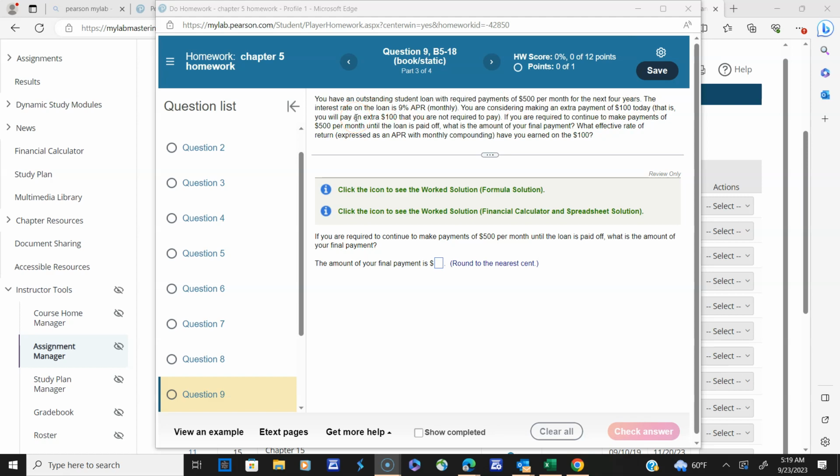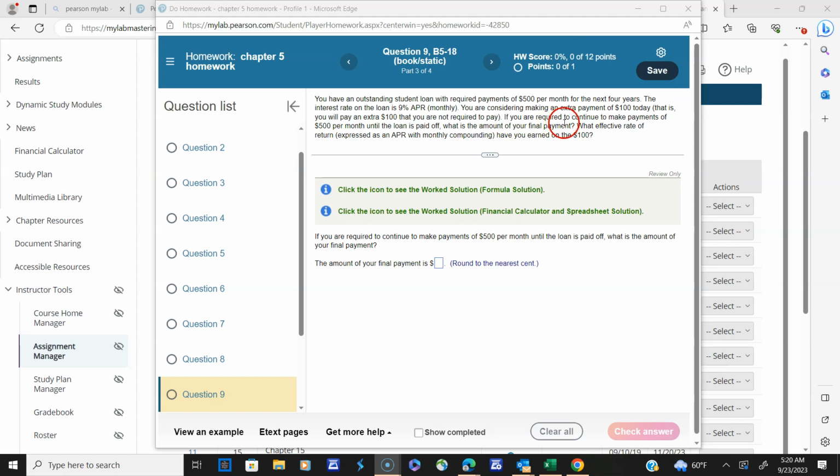So you're going to pay a little bit up front there to try to lower the amount of money you've got to pay at the end. You know, paying money up front saves you money at the end. This is why a lot of people will pay their mortgage; they make extra payments on their mortgage. If you are required to continue to make payments of $500 per month until the loan is paid off, what is the amount of your final payment? Now, you know what they're doing. That final payment will be lower, right? Because you made that extra $100 payment up front, okay?